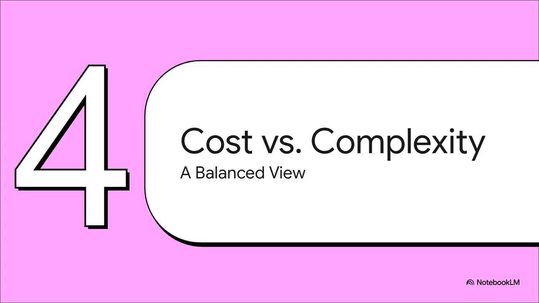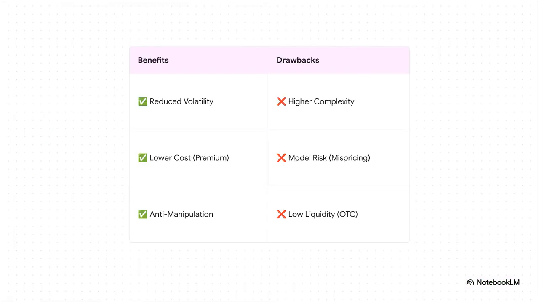And this really gets at a fundamental idea you see all over finance, the classic trade-off between getting a better, more tailored solution and the complexity that comes along with it. So let's break down that trade-off. On the one hand, the benefits are fantastic. You get reduced volatility, which means a lower cost. You get protection from manipulation. And best of all, the whole thing actually aligns with your business reality.